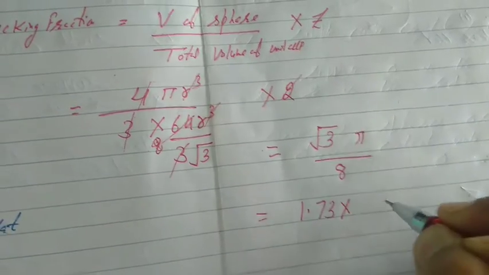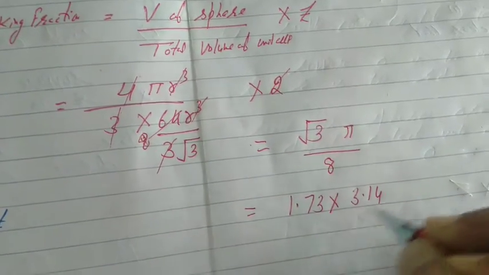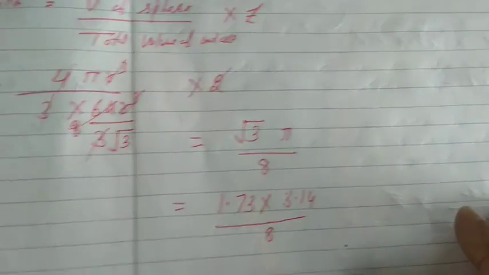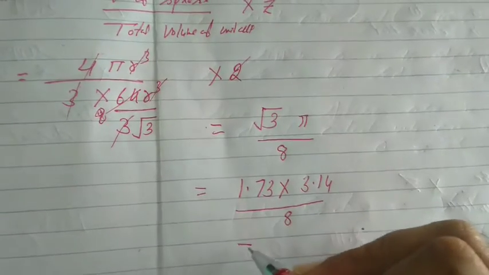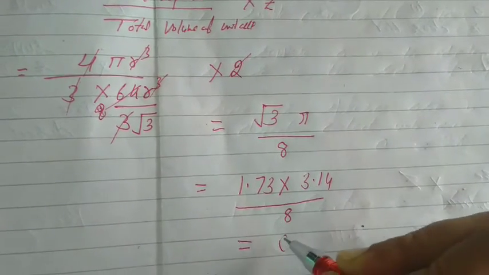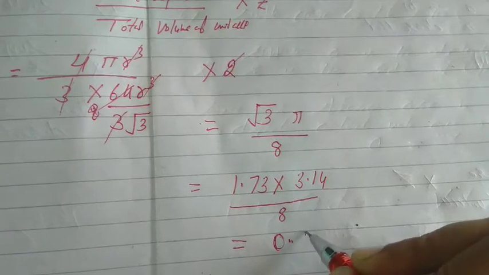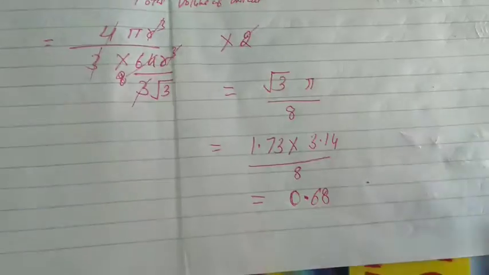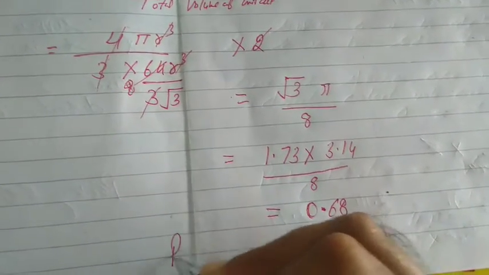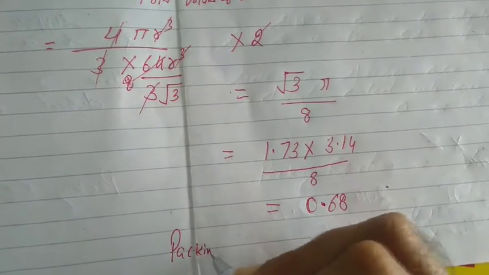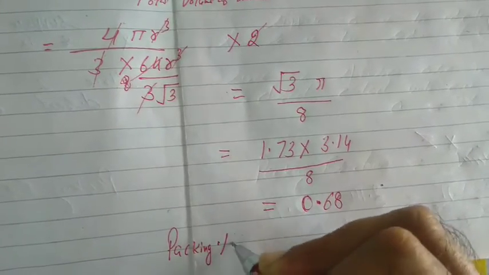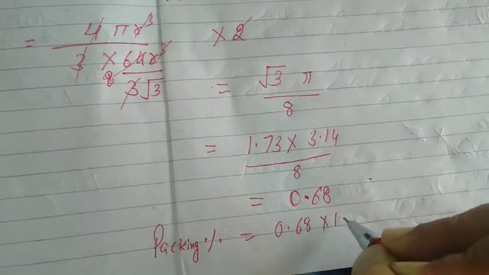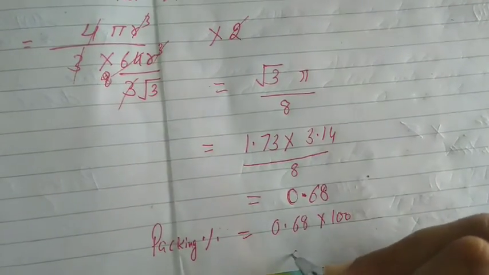What's the value of pi? 3.14 upon 8. Dear students, we know the packing percentage for BCC is 68%. It means packing fraction is definitely 0.68. No need to go for calculation, write directly. Definitely it is 0.68. Packing fraction 0.68. Then after this, packing percentage is packing fraction multiplied by 100. That is 68%.